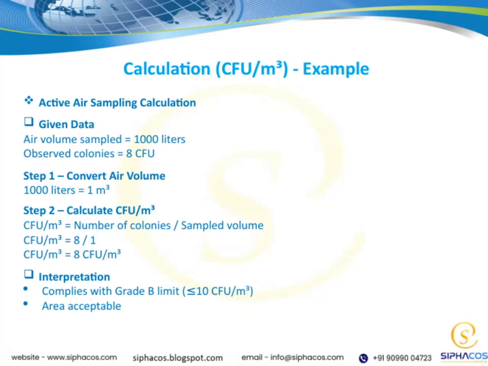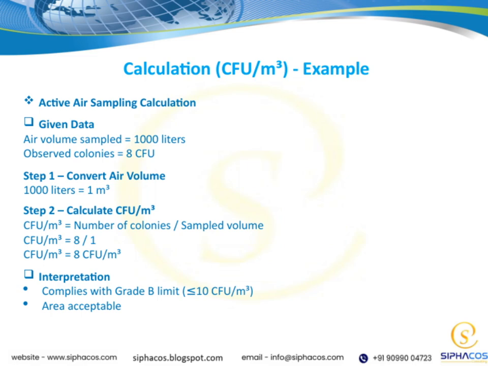Let's walk through an example of calculating colony forming units per cubic meter, or CFU per cubic meter. We start with the data: an air sample of 1,000 liters, and 8 colonies observed. First, we convert liters to cubic meters. 1,000 liters equals 1 cubic meter. Next, we divide the number of colonies by the volume sampled.